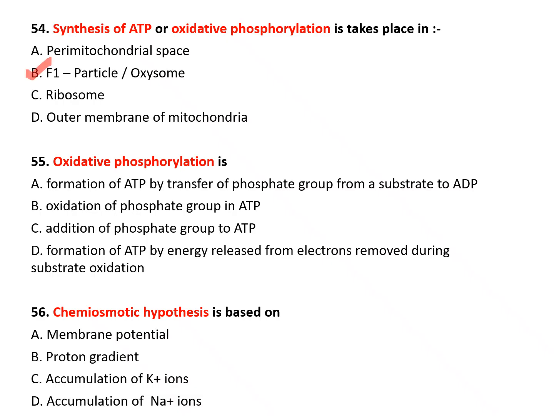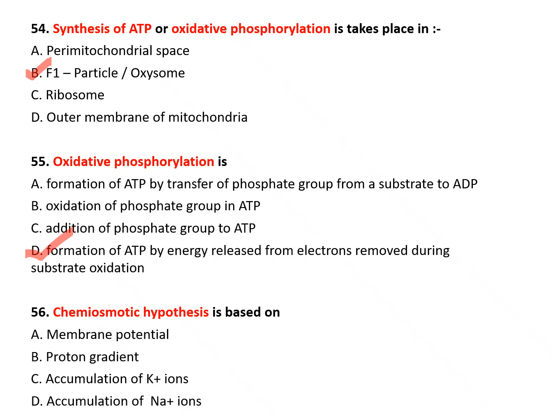The next question, number 55. Oxidative phosphorylation is option A, formation of ATP by transfer of a phosphate group from a substrate to ADP. Option B, oxidation of phosphate group in ATP. Option C, addition of phosphate group to ATP. Option D, formation of ATP by energy released from electrons removed during substrate oxidation. The correct answer is option D, formation of ATP by energy released from electrons removed during substrate oxidation.